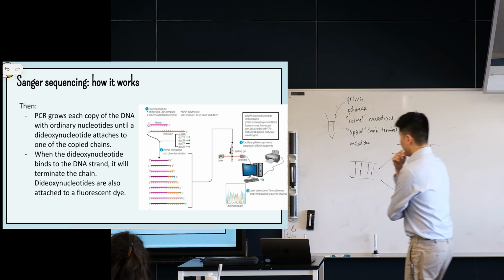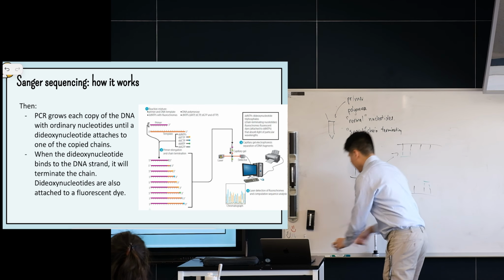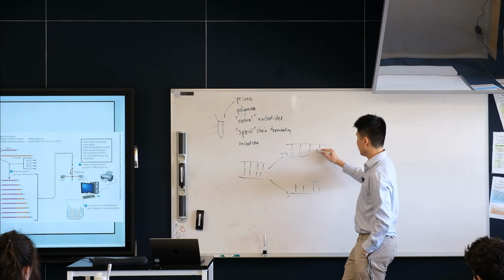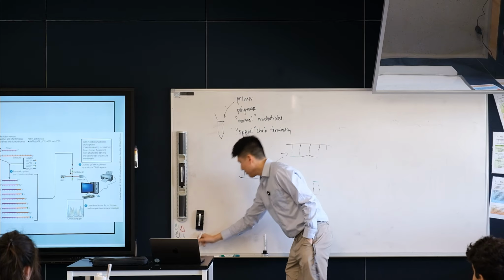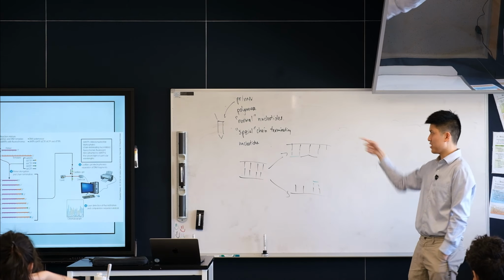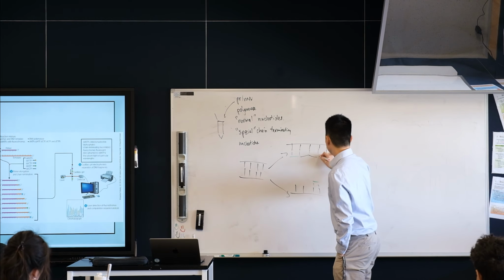The image explains it pretty well, but I'm extending my chain, right? I'm adding normal nucleotides, but then suddenly, instead of adding a normal nucleotide, I'm adding a special chain terminating nucleotide, right? So let's say I add one that's this color, right?